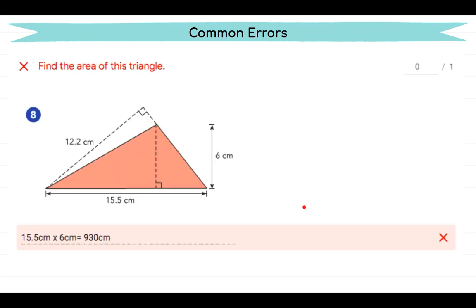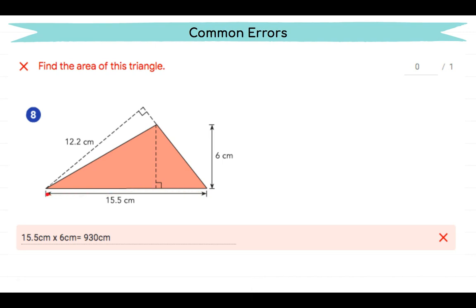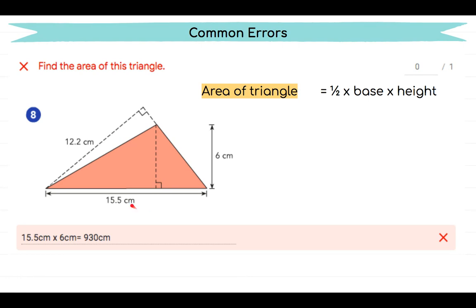The second one is this. They gave you a lot of numbers because they wanted to trick you. So this person says 15.5 times 6. This person actually selected the correct base number and height. What this person didn't do again is to use 1/2. So in this case, 1/2 times the base, which is 15.5 centimeters, times the height, which is 6 centimeters.